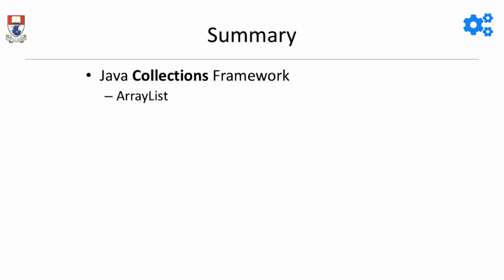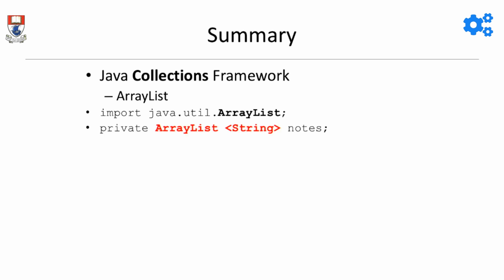Summary then. We have the Java collections framework from the last day. We were working on array list, and we need to import the class from the util package. And then we have private ArrayList<String> notes. So this is how we declare the notes variable to be an array list of string. The private then just means that you can only access it from within the class.